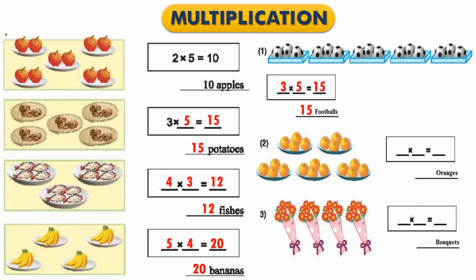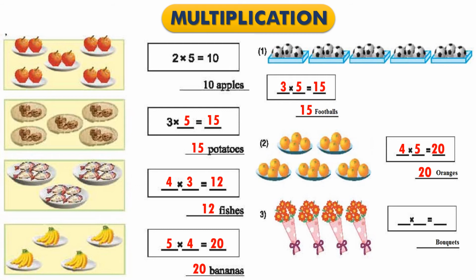In number 2, we can see some oranges. As you can see, some oranges are in the plates. Let's count how many oranges are in each plate. We can see 1, 2, 3, 4. There are 4 oranges in each plate. So let's count the number of groups. That means the number of plates. We can see 1, 2, 3, 4, 5. There are 5 plates. So what will be the multiplication result? We know that 4 multiply 5 is equal to 20. That means we have 20 oranges in total.